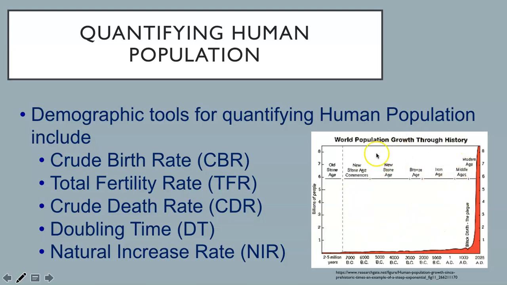Here is an image of human population growth over time. What shape of curve do you notice here? There are several demographic tools used for quantifying human population. They are crude birth rate, total fertility rate, crude death rate, doubling time, natural increase rate. You need to be comfortable with these words, their abbreviations, and how to use them in quantifying human population. So let's begin with providing some definitions.